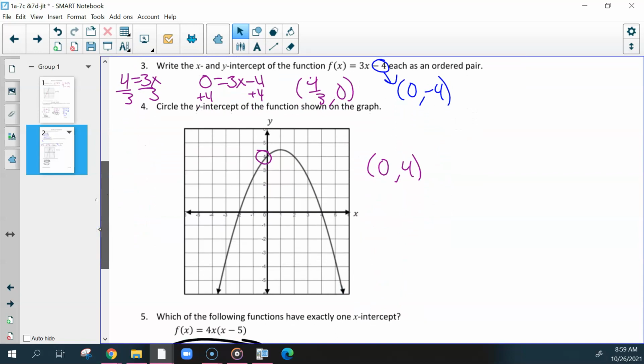Number 4 asks for the y-intercept of this graph. So you looked and found where this crosses the y-axis, and it would be at this point at 4. So (0, 4) was the answer.